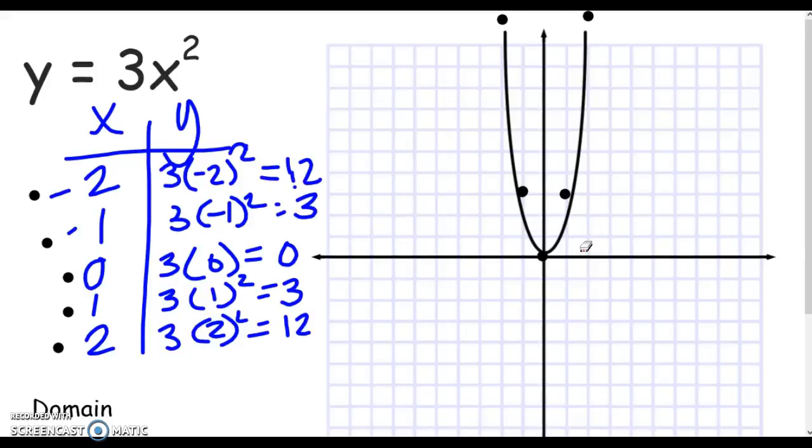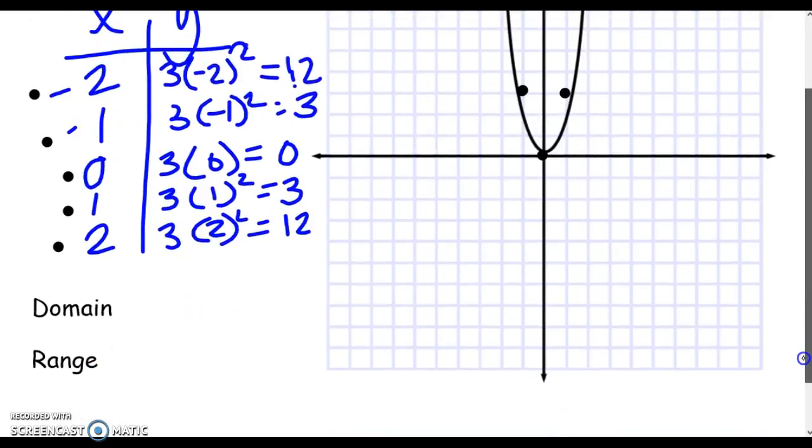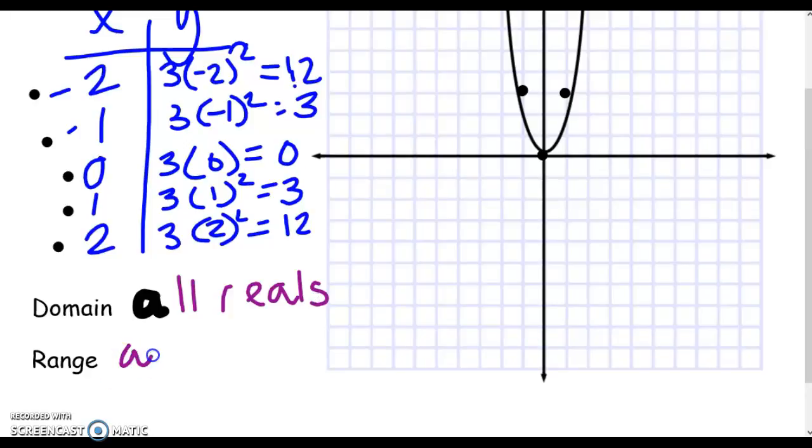Your domain and your range come next. Your domain and your range signify what are my x values, what are my y values. Your domain in this case is going to be all reals. And your range in this case is going to be positives.